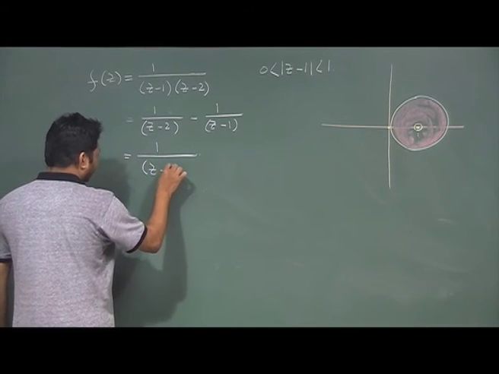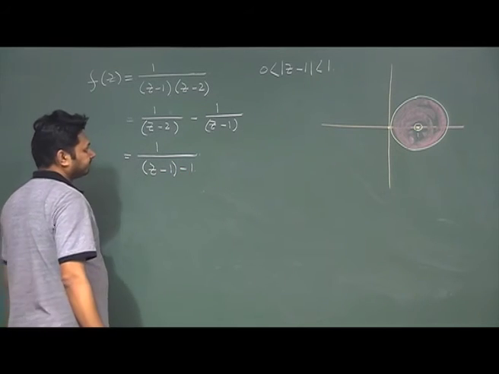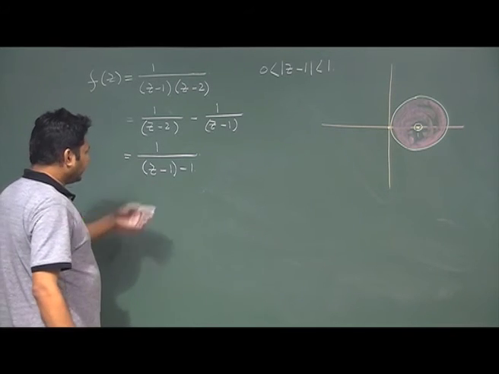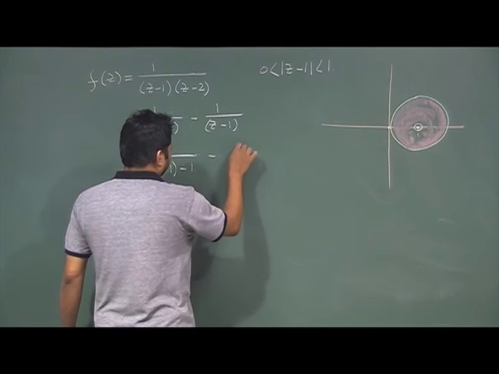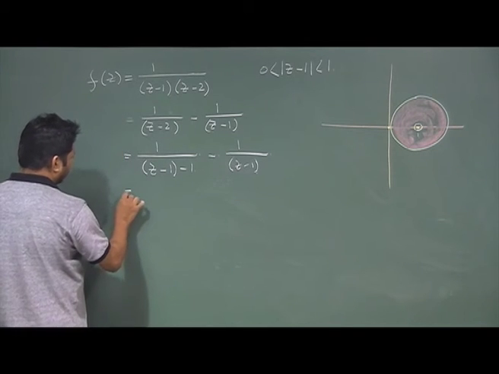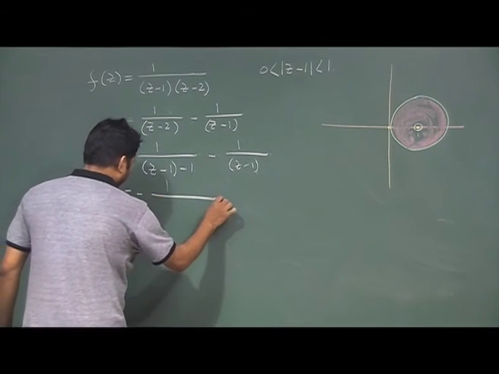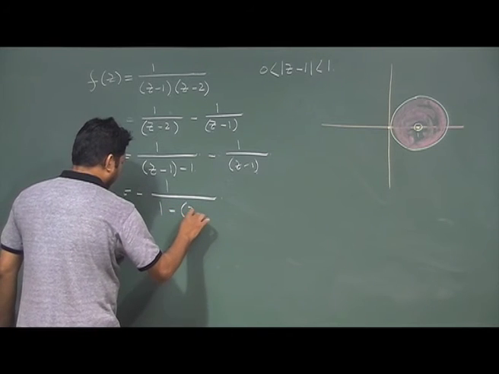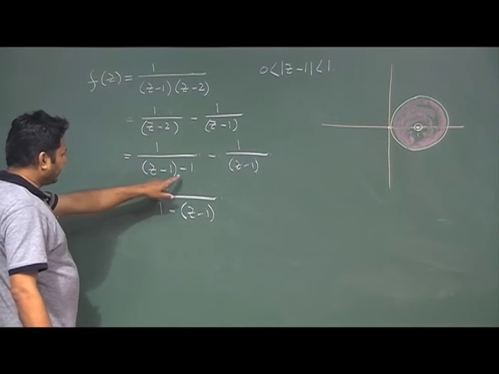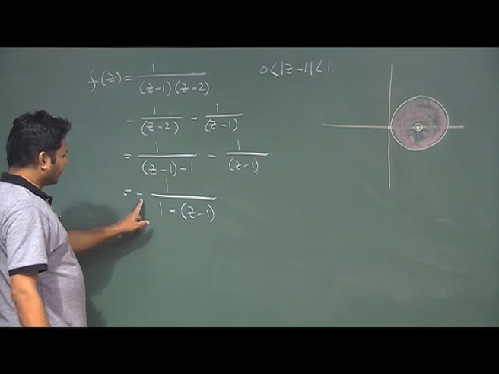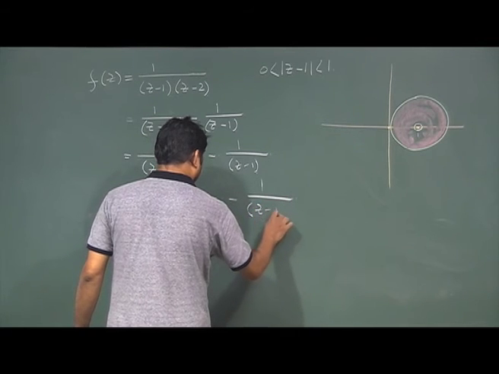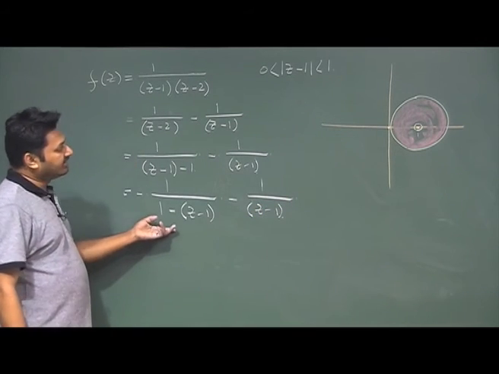Z minus 2, I can write as z minus 1 minus 1, right? If I write this, then I am done actually, because now if I take a minus common here, it becomes 1 minus z minus 1, with a negative sign. So it will be something like this: minus 1 minus z minus 1. And z minus 1 is less than 1, so no problem with that.